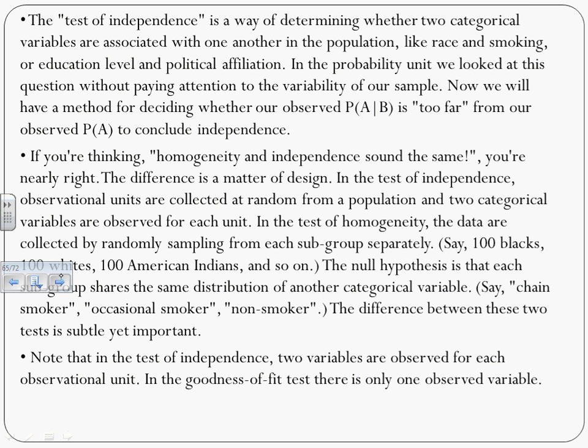So if you're thinking homogeneity and independence sound the same, you're nearly right. The difference is a matter of design. In the test for independence, observational units are collected at random from a population, and two categorical variables are observed for each unit. In the test for homogeneity, the data are collected by randomly sampling from each subgroup separately, say 100 Black, 100 White, 100 American Indians, and so on. So the null hypothesis is that each subgroup shares the same distribution of another categorical variable, say chain smoker, occasional smoker, non-smoker. The difference between these two tests is subtle, yet very, very important.